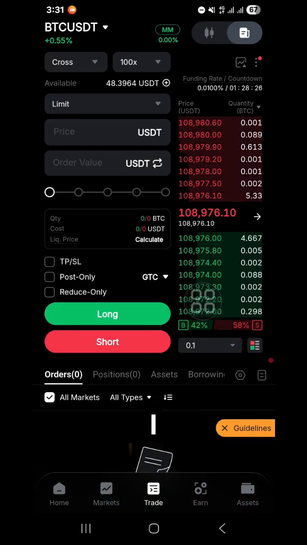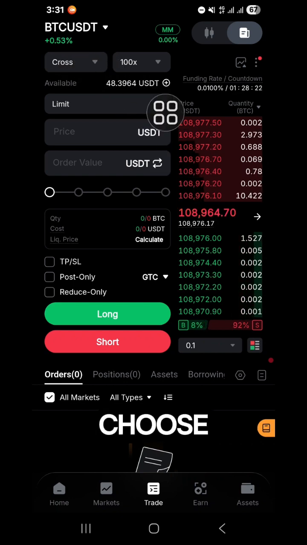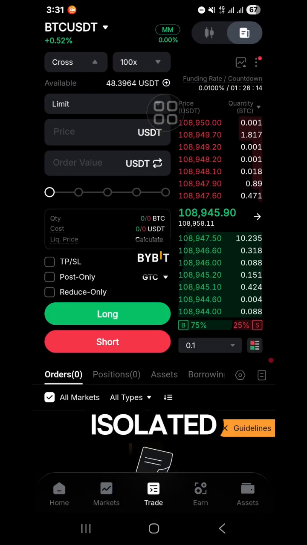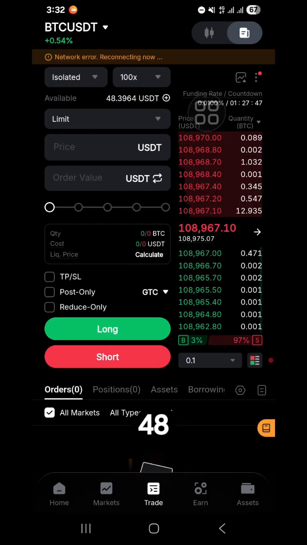So now I want to trade Bitcoin. On this page, we're going to choose your margin. We have isolated margin and we have cross margin. Let me explain isolated margin. So I have 48 USDT in my wallet and I want to trade Bitcoin. For example, I predict that Bitcoin price is going to go up, which means I want to long Bitcoin.